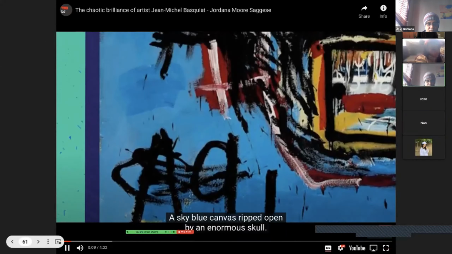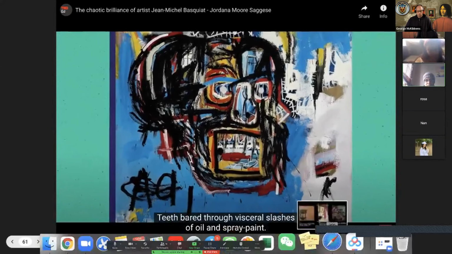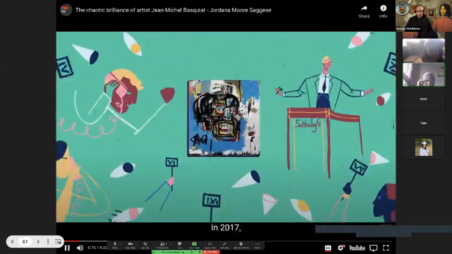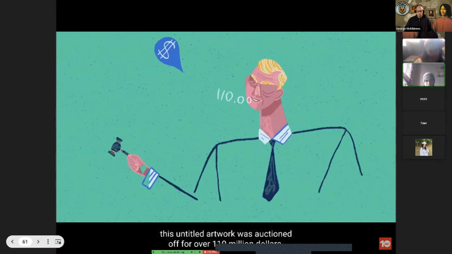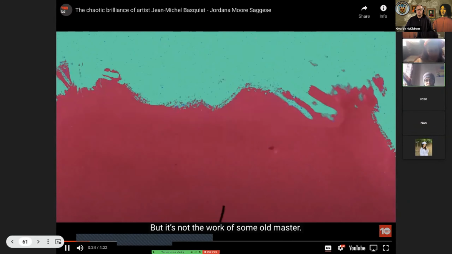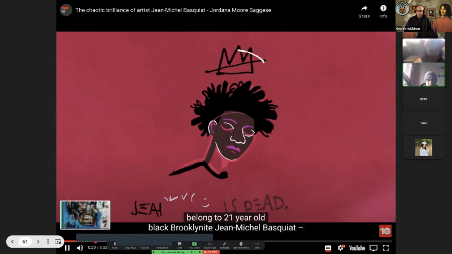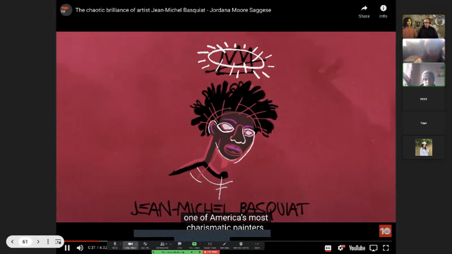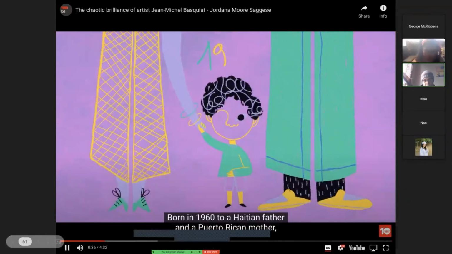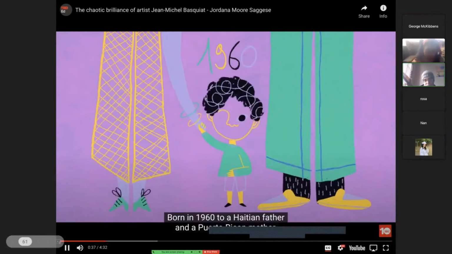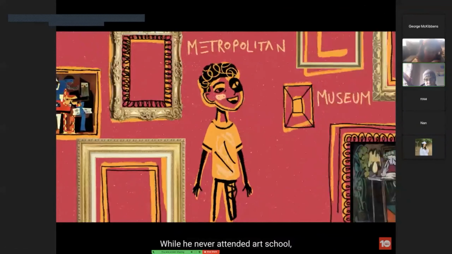A sky blue canvas ripped open by an enormous skull, teeth bared through visceral slashes of oil and spray paint. In 2017, this untitled artwork was auctioned off for over $110 million. But it's not the work of some old master. These strokes of genius belong to 21-year-old Black Brooklynite Jean-Michel Basquiat, one of America's most charismatic painters and currently its highest sold. Born in 1960 to a Haitian father and a Puerto Rican mother, Basquiat spent his childhood making art and mischief in Boerum Hill. While he never attended art school.